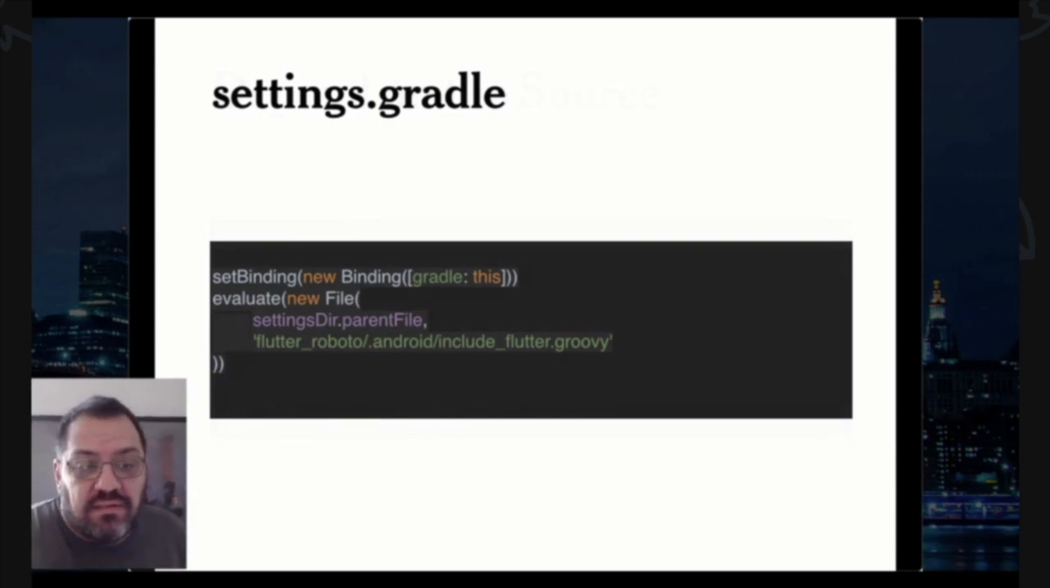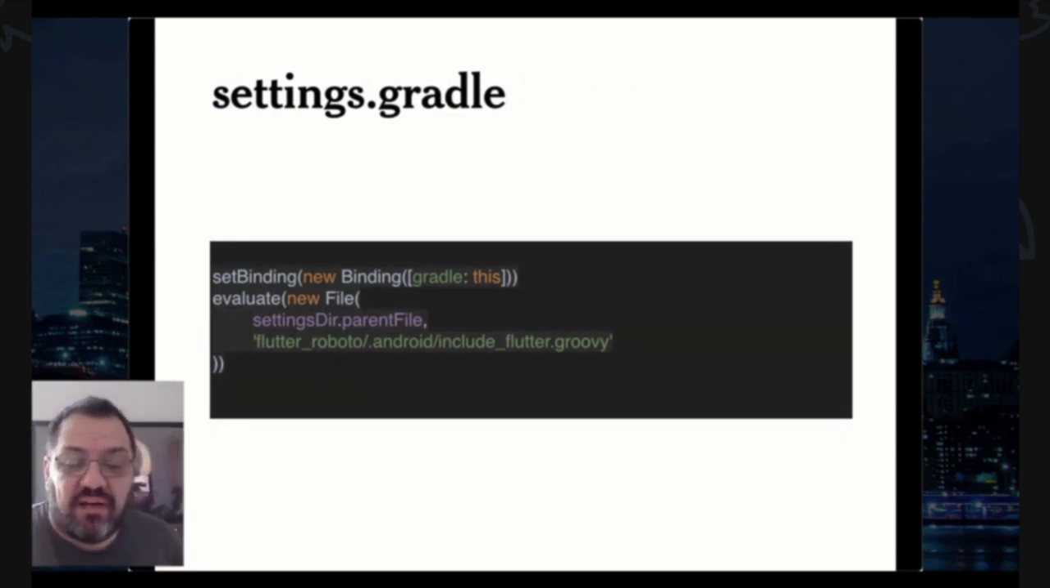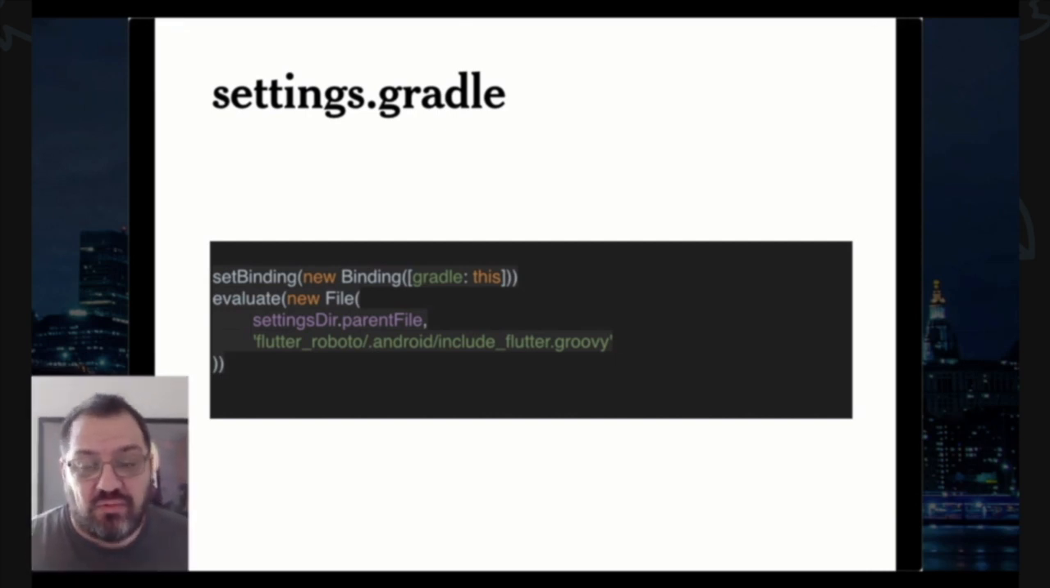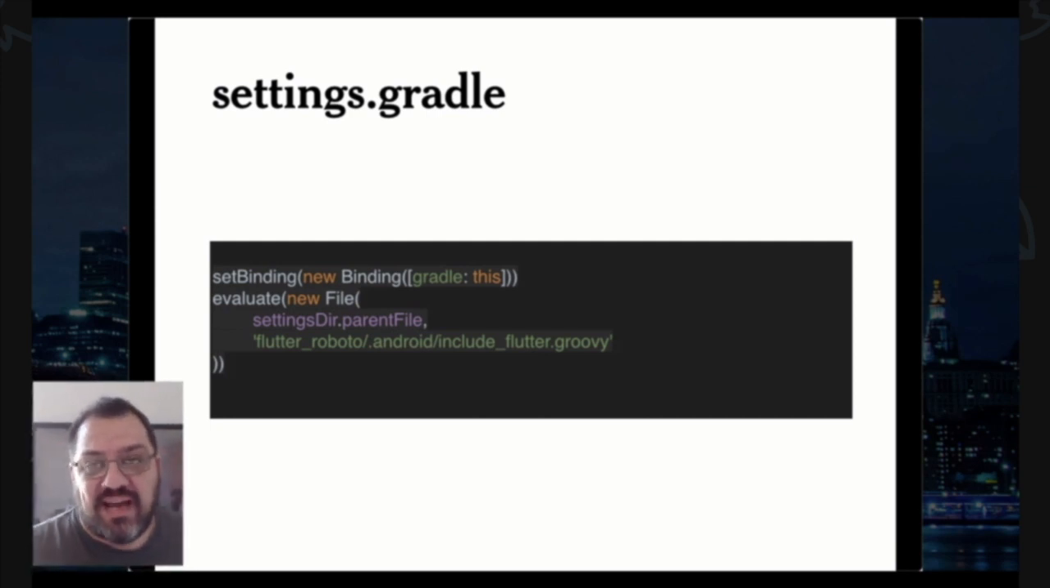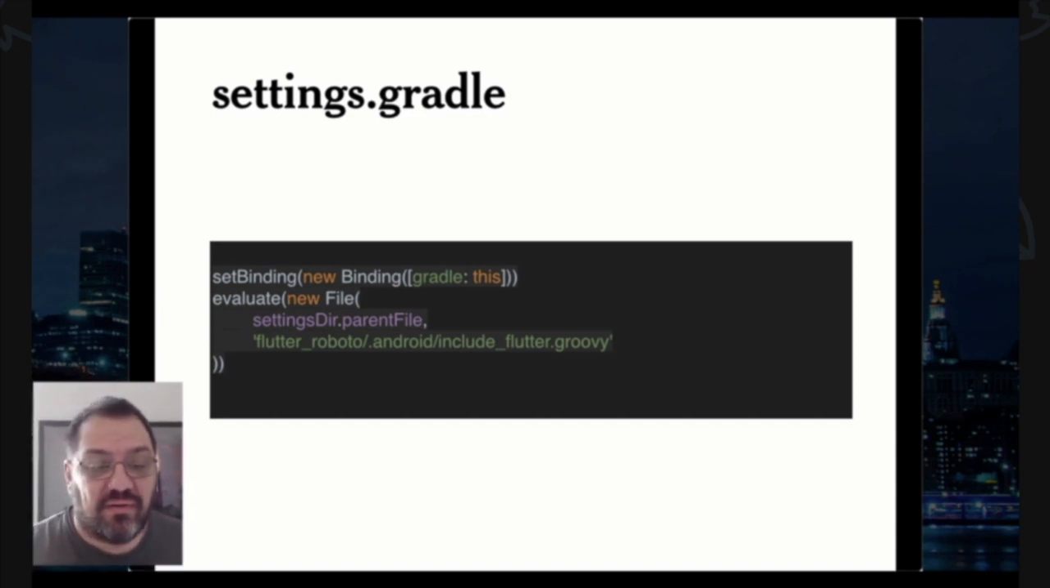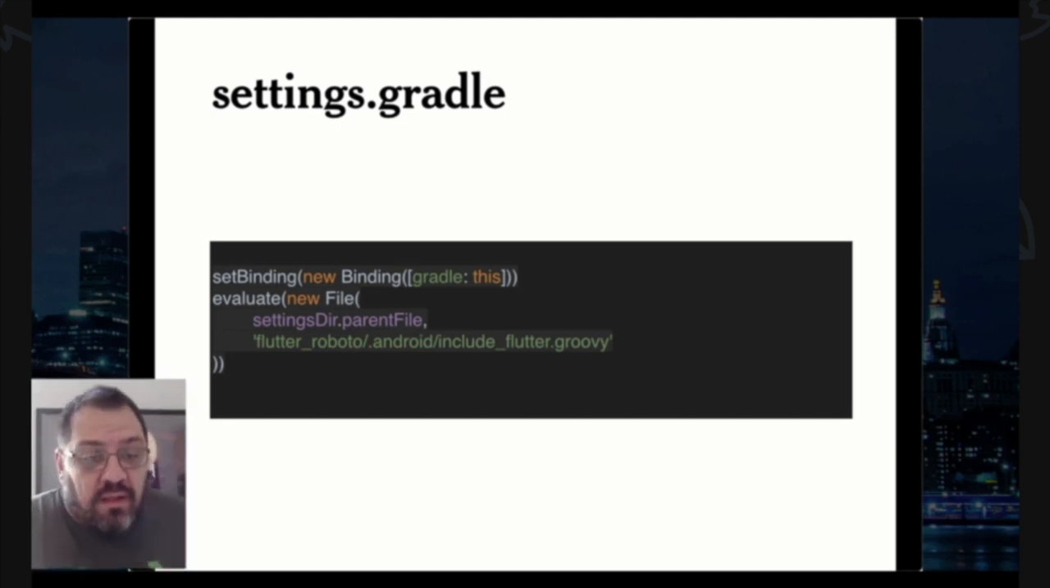So the next thing that you need to do is modify your settings.gradle. And earlier I said that one of the things that you need to do is run your Flutter module for the first time. That generates a .android directory that has this include_flutter.groovy script that does a bit of the Gradle magic and adds the embedding dependencies for you. So that's actually the hard stuff.